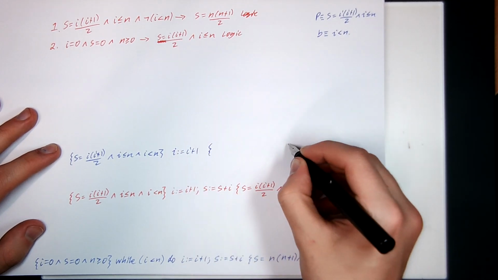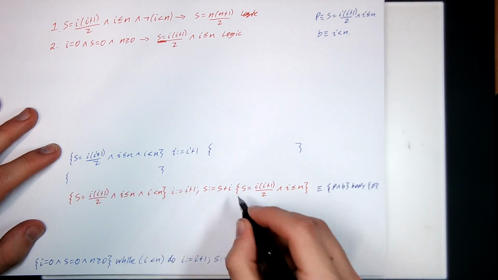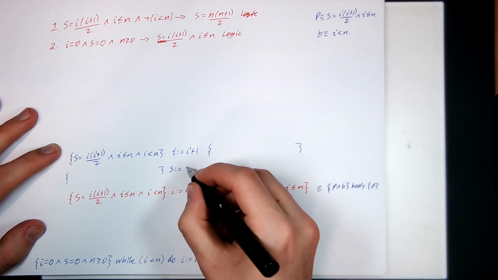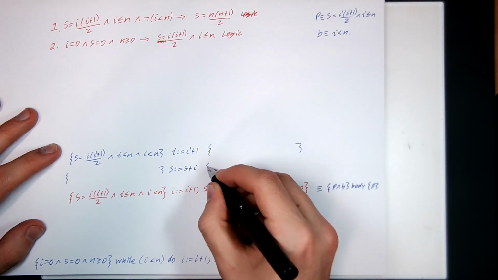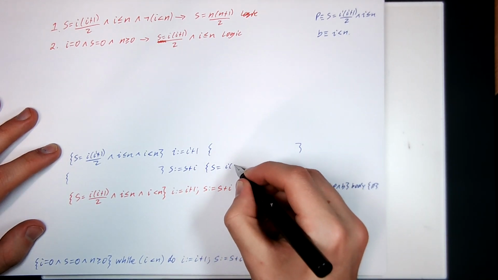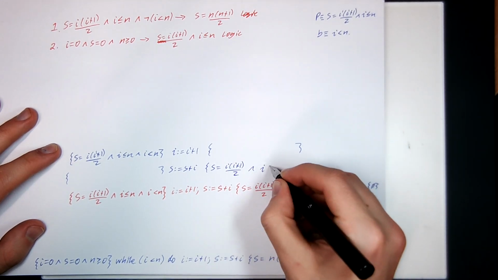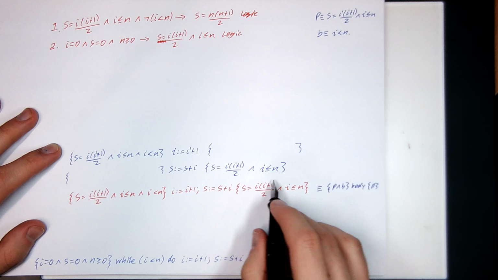And then mystery statement Q. Same mystery statement Q. S is assigned to S plus I. And then our postcondition, S is equal to I plus 1 on 2, and I is less than or equal to N. This is just P by itself.